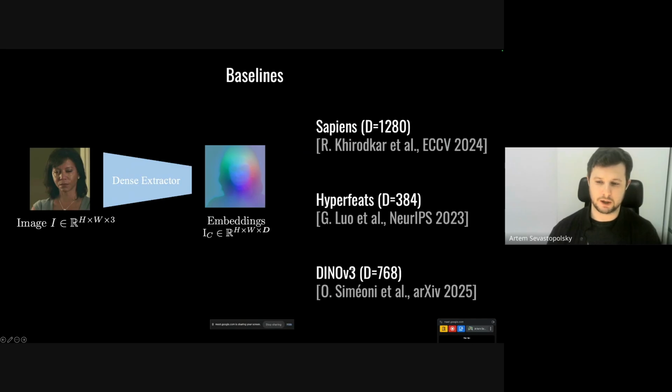The other two shown here are generic foundational models. DINOv3, I guess many of you have heard of. It's a recently released version of the DINO foundational model trained on category-unspecific images. And Diffusion Hyperfeatures was also a method for feature learning, based on distillation of features from a pre-trained Stable Diffusion.